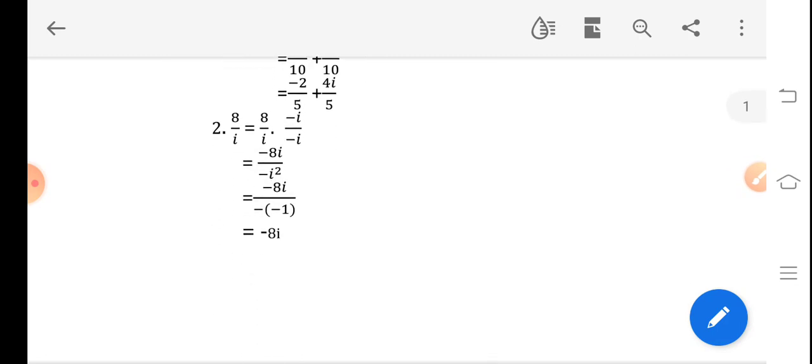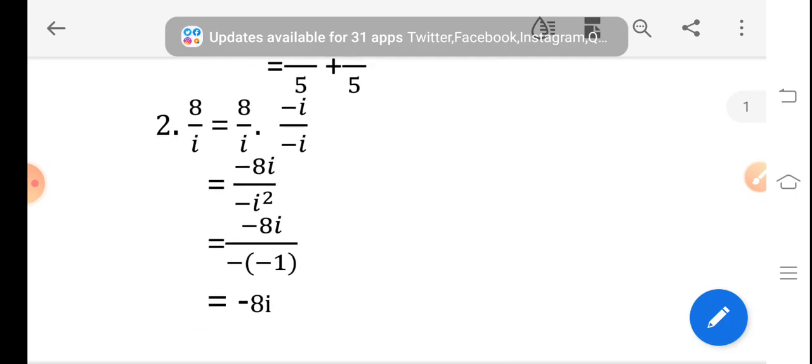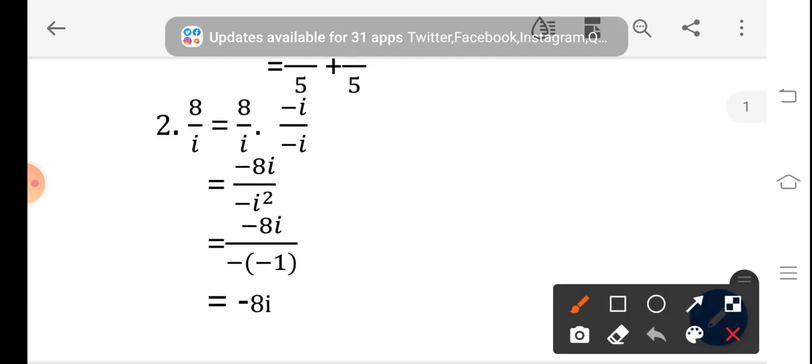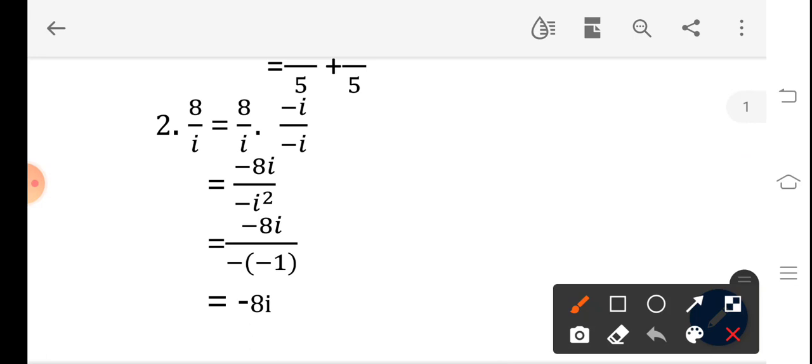Another example, if we have 8 over i, the conjugate is negative i over negative i. Just multiply. 8 times negative i is negative 8i. Then i times negative i is negative i squared. But i squared again is negative 1. So negative 1 times negative is positive. So we have negative 8i as the final answer.